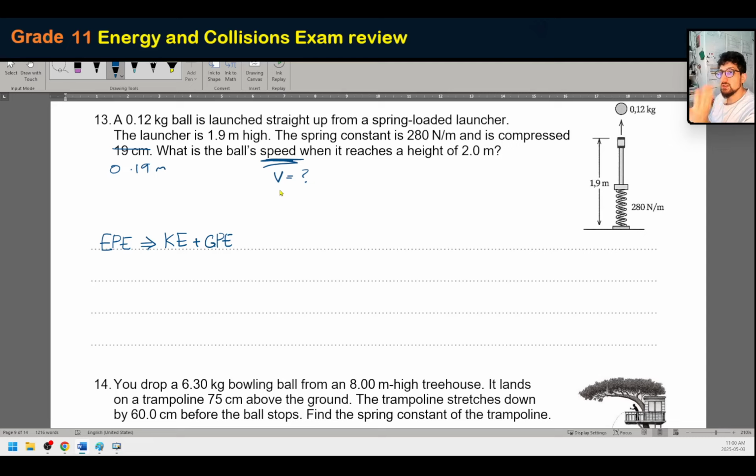So let's see. The first thing we need to realize is that all the energy is coming from the elastic potential energy. Elastic potential energy has a formula. So elastic potential energy is equivalent to half kx squared. Remember, x is the extension. So then we can work out that it's going to be half multiplied by 280, that's just from the question, that's the spring constant, multiplied by 0.19 squared. Now don't forget, it's the squared part that people forget, including myself. So it's 0.5 times 280 times 0.19 squared.